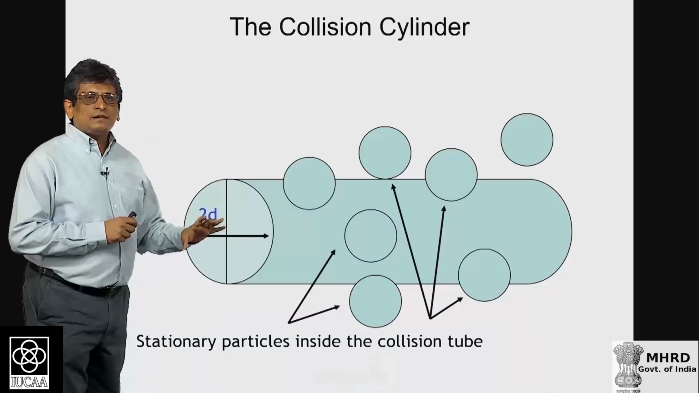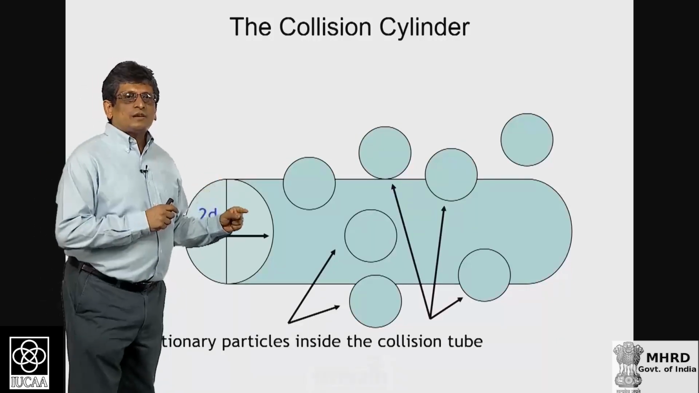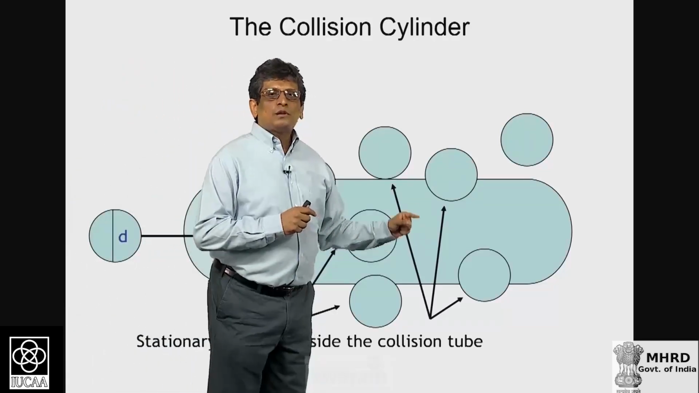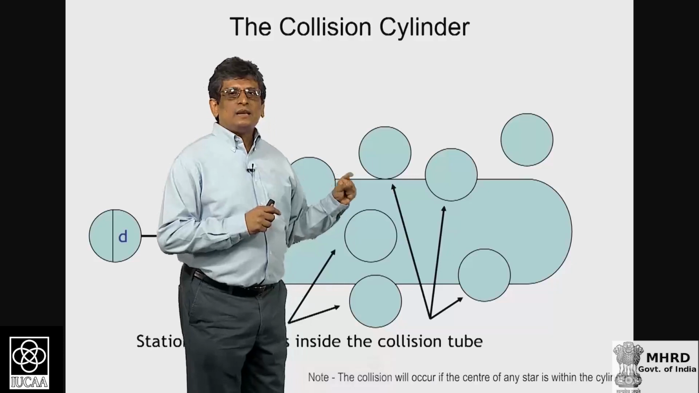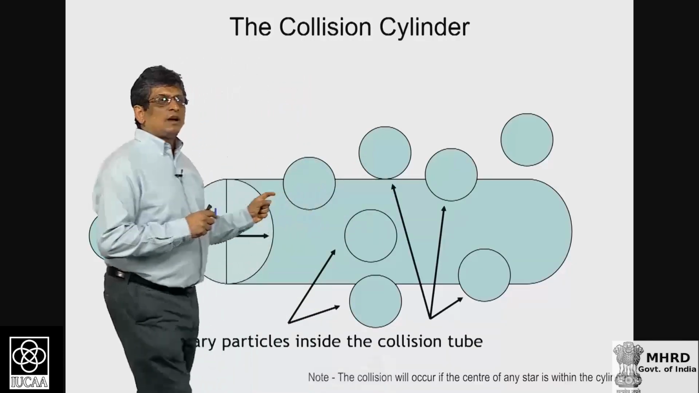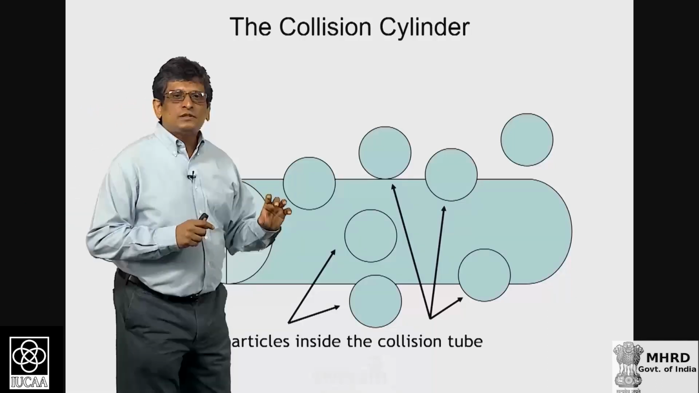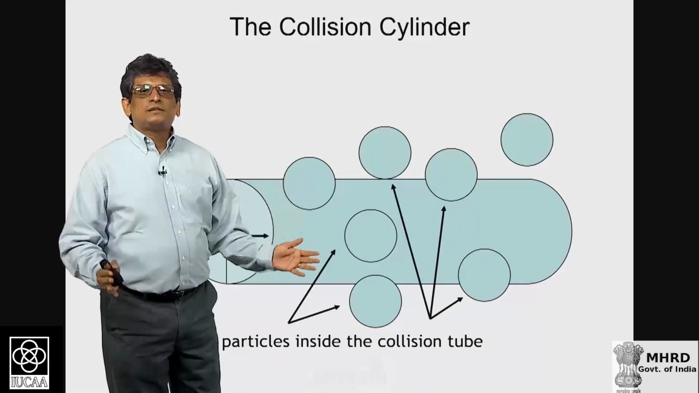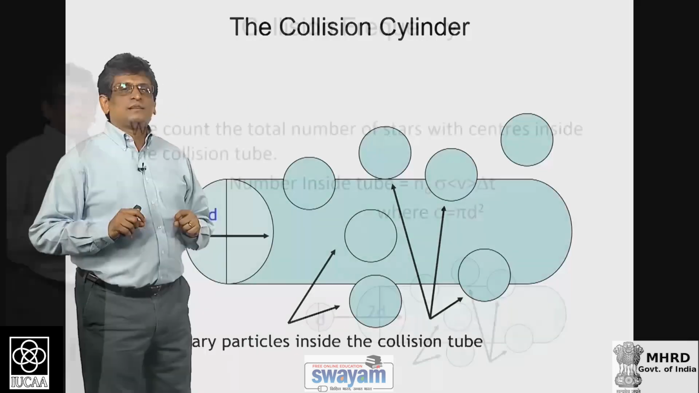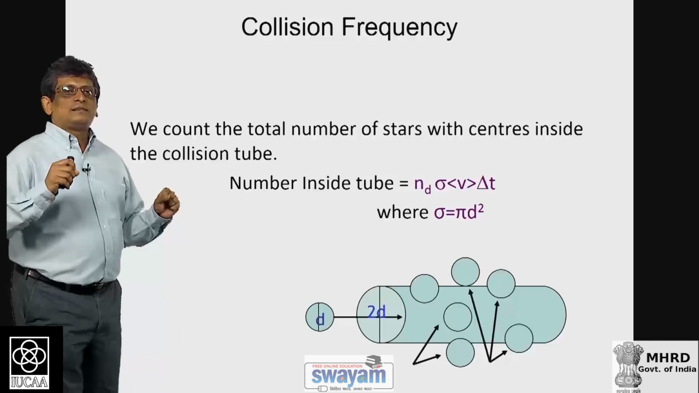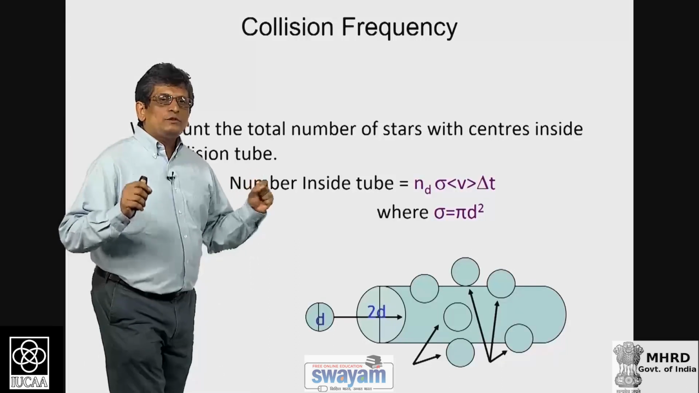can define a cylinder which has a diameter 2d such that the star can go through this cylinder without colliding with any other star. If, for example, any part of any of these stars is within this cylinder, then this star will collide with them, right? So the assumption is that as a star moves along, there is a cylindrical space around it, such that there are no other stars that have any part of them within that cylinder. And as one of those stars comes within that cylinder, it will collide with this star. And what we want to do is to find the mean time between two such collisions.